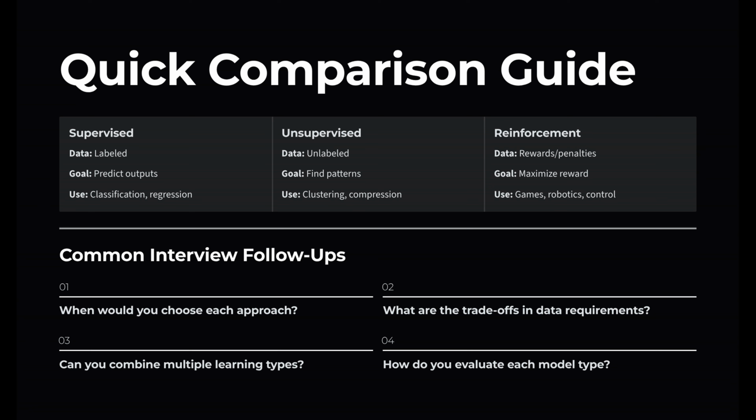These three methods cover most ML problems and guide how you choose the right tool. Interviewers may ask, when would you choose each approach? What are the trade-offs in data needs? Can you combine methods? How do you evaluate each one? Clear answers. Use supervised when labels exist. Use unsupervised when exploring data. Use reinforcement learning when actions affect future outcomes.